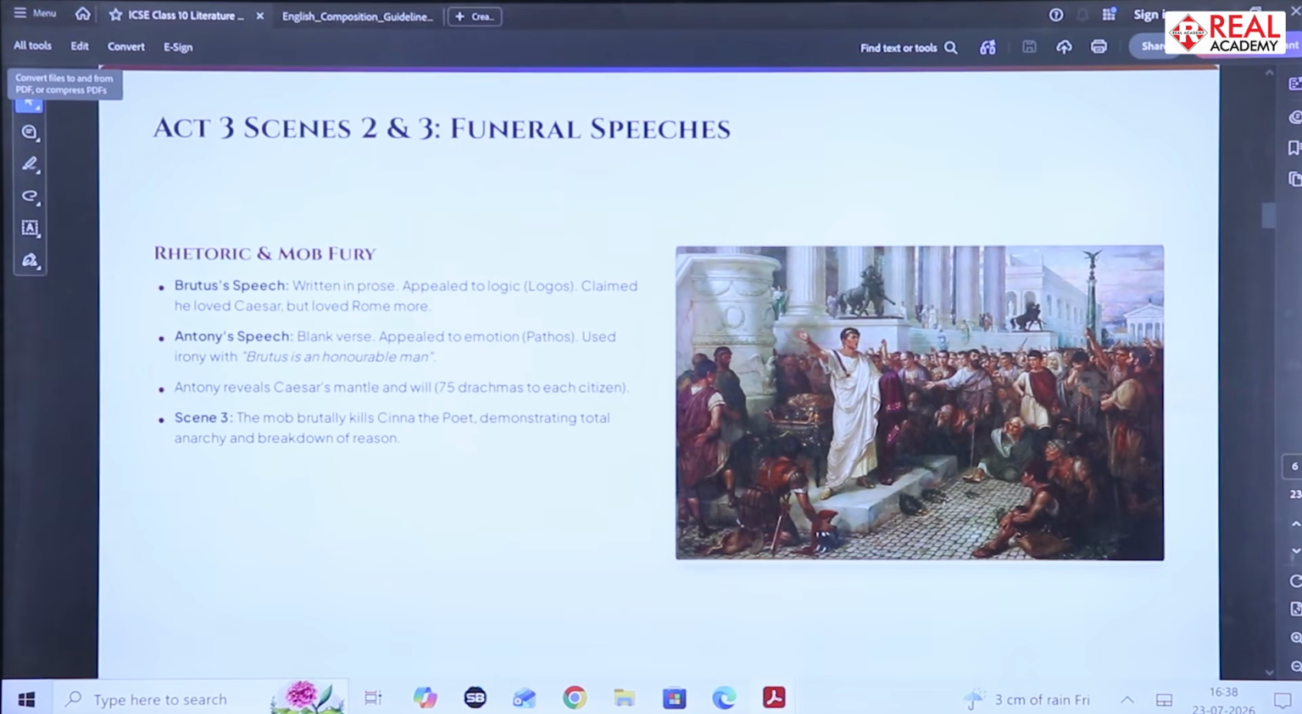Antony begins by saying, "Friends, Romans, countrymen, lend me your ears." He cleverly tells the crowd that he has come to bury Caesar, not to praise him. Throughout his speech, Antony repeatedly says, "Brutus is an honorable man." But each repetition becomes more ironic and causes the people to doubt Brutus' honesty.